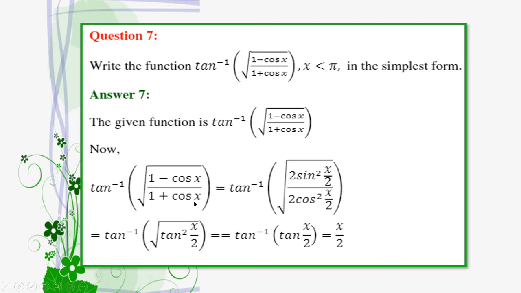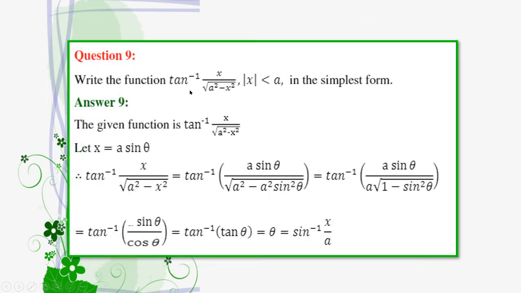And 1 plus cos x is 2 cos square x by 2. Again this cancels, and under the root we will get tan square x by 2. Then square and root will cancel out and it will be tan x by 2. Tan and tan inverse cancel and x by 2 is the simplest form. Question number 9. Write the function in the simplest form.